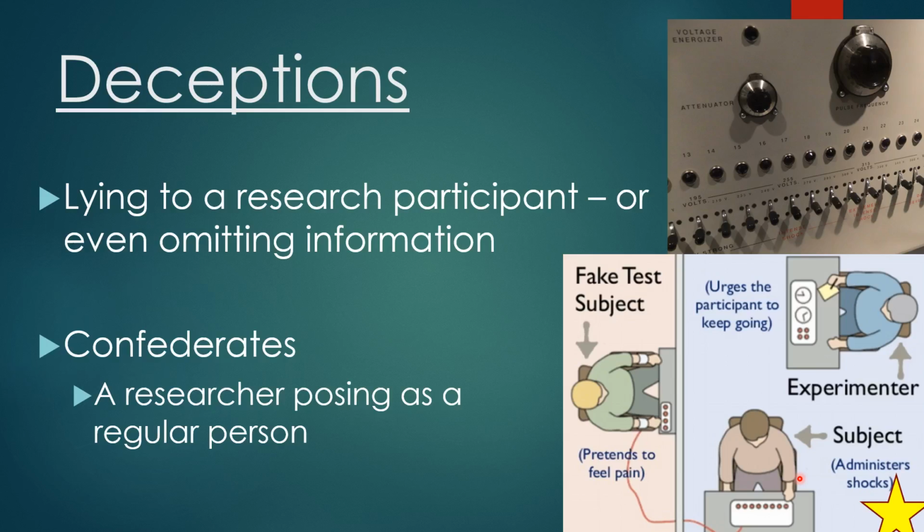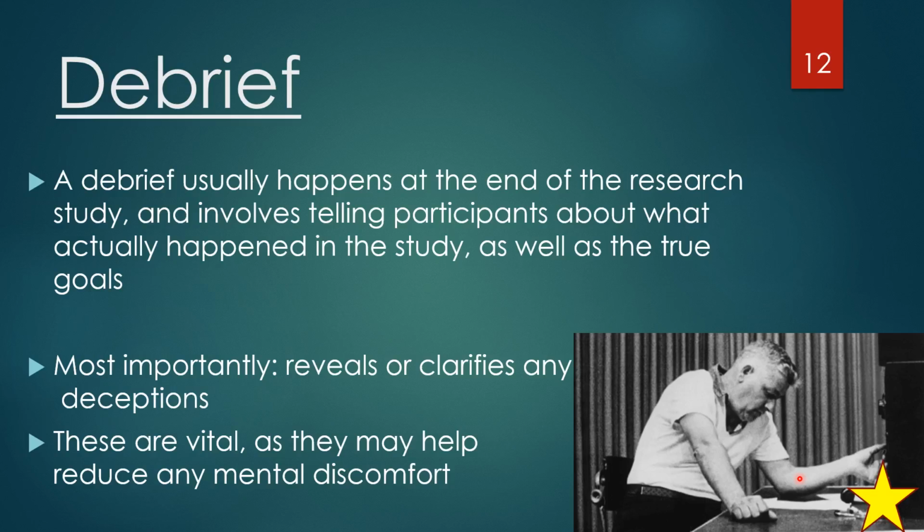Now, if in research we have a deception, we always want to conclude the research with a debrief. A debrief is something where you tell your participants what happened in the study. So in that debrief, you're going to tell your participants that you lied to them, why you lied to them, and what actually was happening. So everyone who participated in that Milgram experiment eventually found out that they were not causing harm to anyone, and that the other person wasn't even actually getting shocked, so they were never in any danger.